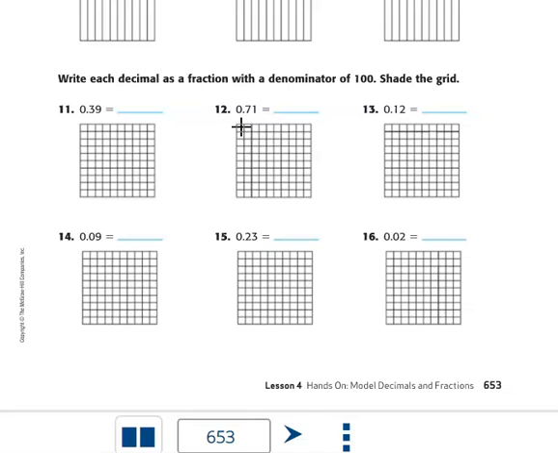So number 12, I would have 7 rows and that would represent the 7/10 that you see here. And then in order to show the 100th, I'm just going to shade in one box. And that would look like 71/100. So that's what you're doing on these problems here.